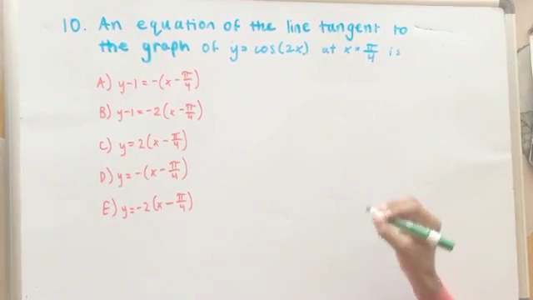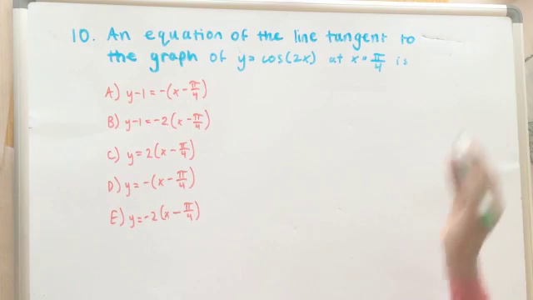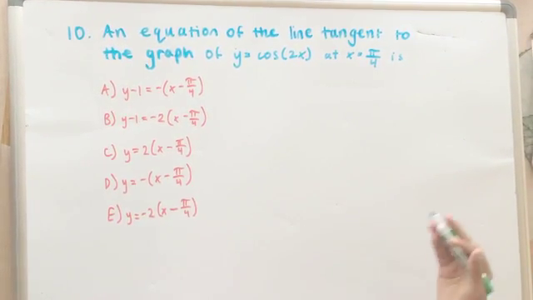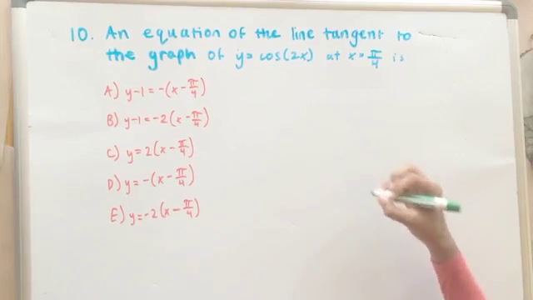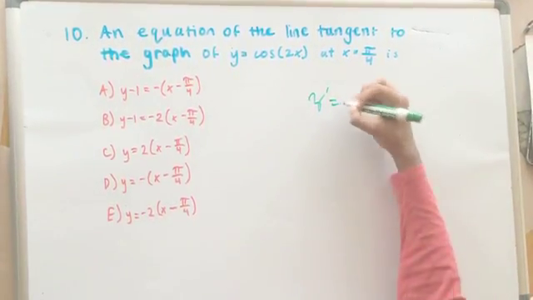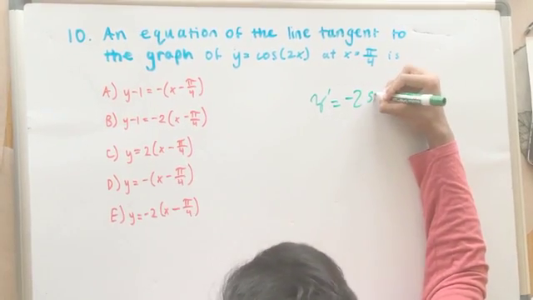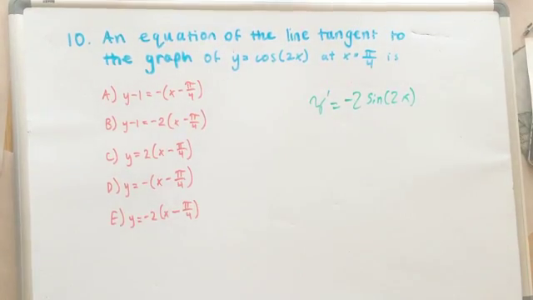First, looking at this problem, we need to find the derivative of the original function because it's finding the line tangent to the graph, which means you have to find the slope of that line in order to find a line itself. So the derivative would be y prime equals -2 sine of 2x. This is because of chain rule.